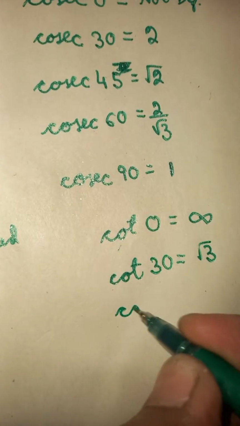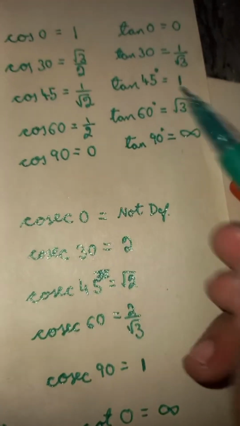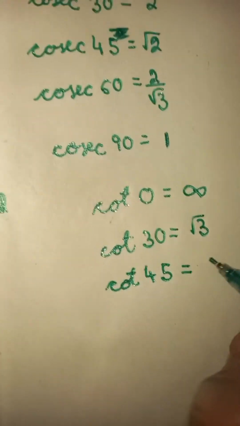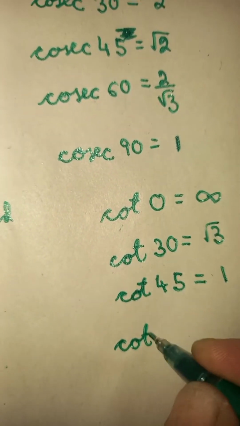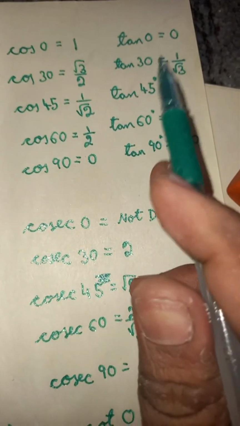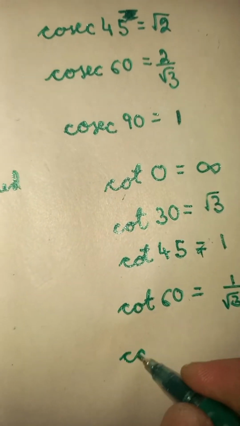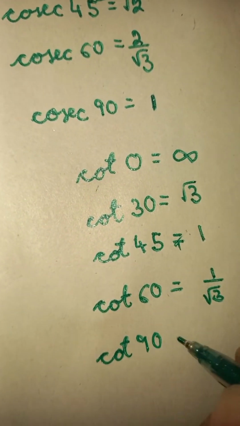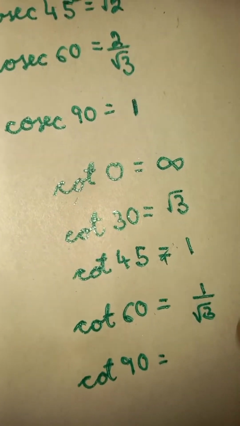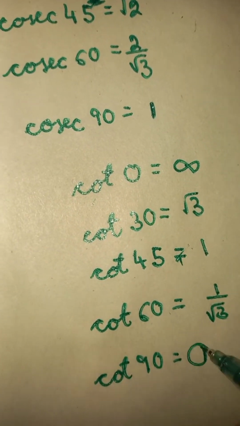Cot of 45 degree is going to become tan of 45 itself, that is 1. Cot of 60 degree will be equal to tan of 30 degree, so it remains as 1 by root 3. Cot 90 degree will be equal to 0.